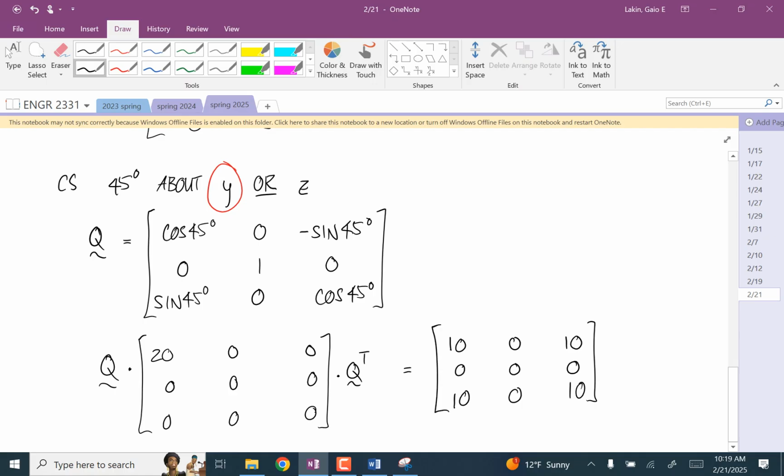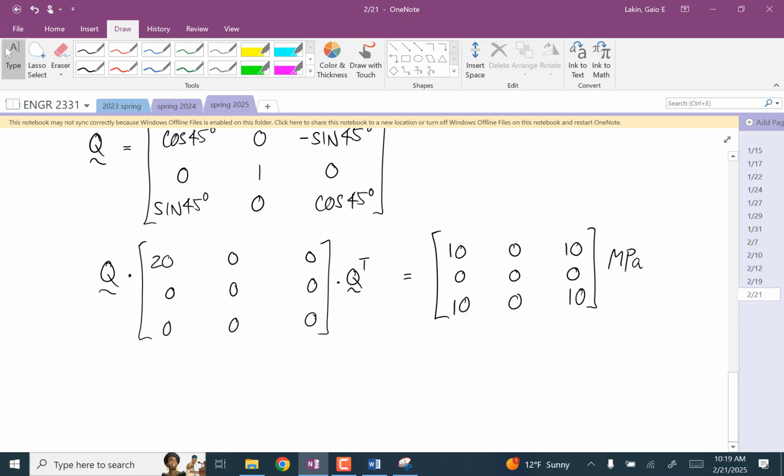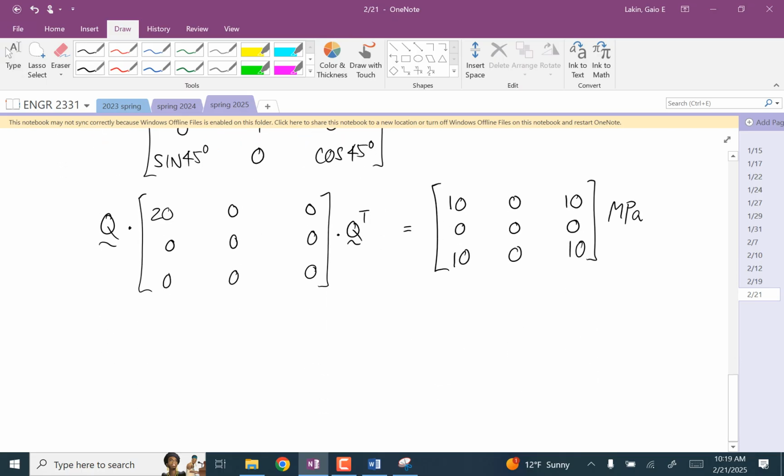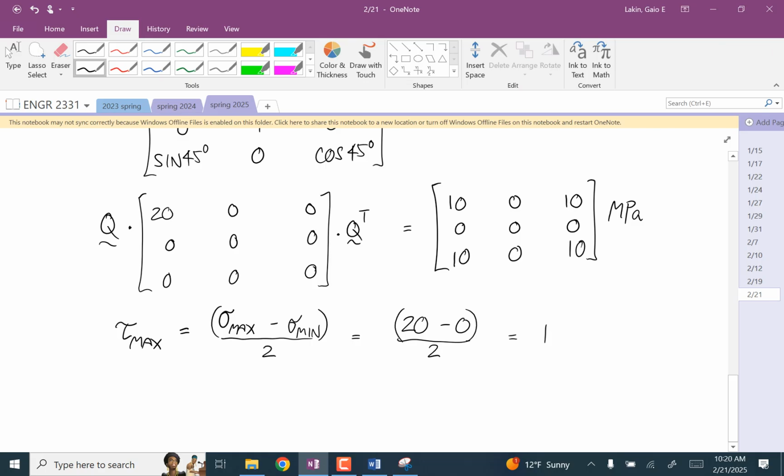Okay, so the first thing to look for if you're sanity checking this is it needs to be symmetric. If this matrix isn't symmetric, something went wrong because all stress tensors are symmetric. And then the second thing is we know the biggest absolute value of shear stress in this new stress tensor needs to match this simple calculation that just says this. So we have this is equal to 20 minus 0 divided by 2, so 10 MPa. And so that makes perfect sense.